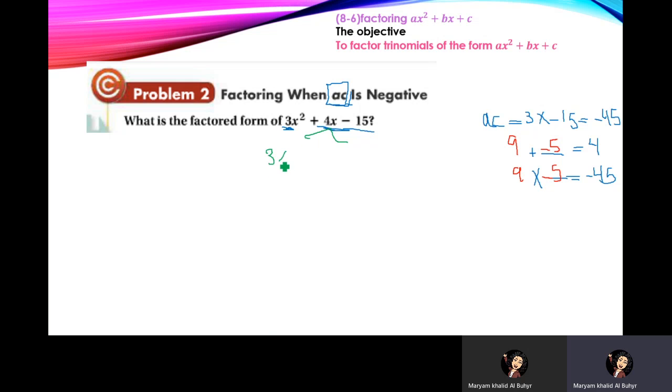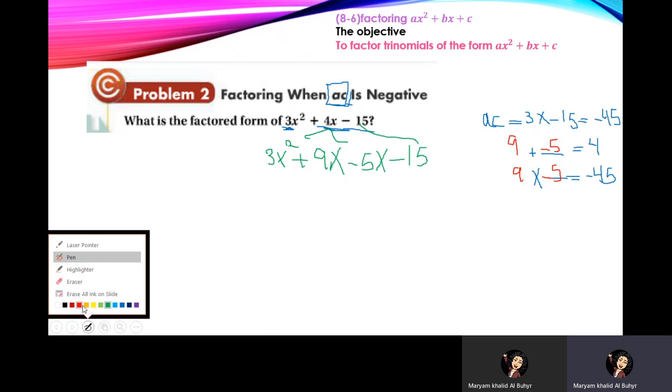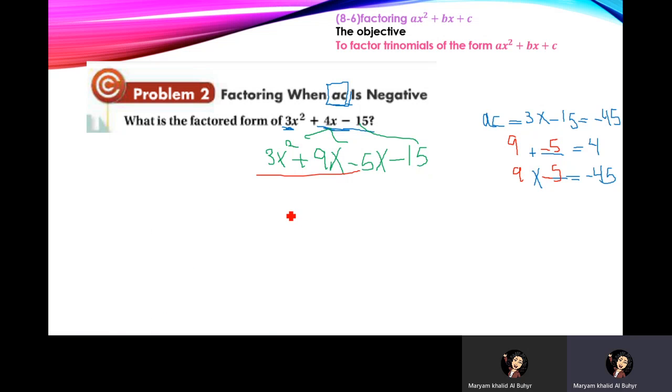I'm going to drop a 3x to the power 2. Now, the factorization for this 4, which is the one that I found here, it is plus 9x minus 5x, drop this one, minus 15. So that is here. What is the common factor between them? The common factor is 3x outside.